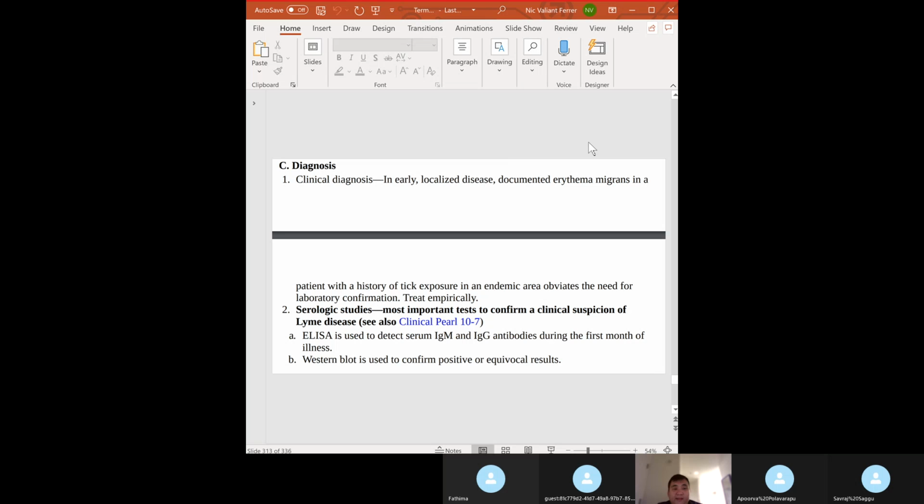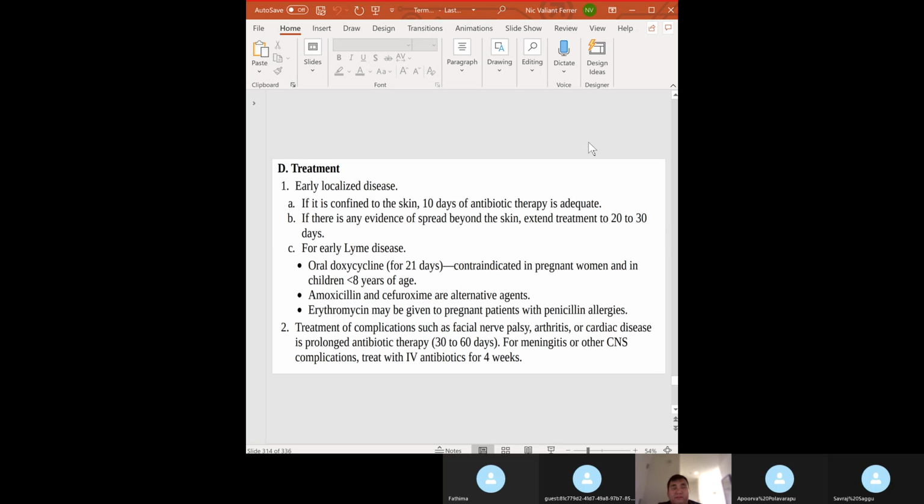Diagnosis clinical, and you can have serological studies for Lyme disease, ELISA, to detect your IgM and IgG. In terms of the treatment, doxycycline. You can also give Amox and cefuroxime for alternative agents. Don't forget that macrolides may be given to pregnant patients with penicillin allergies. They are safe in pregnancy.